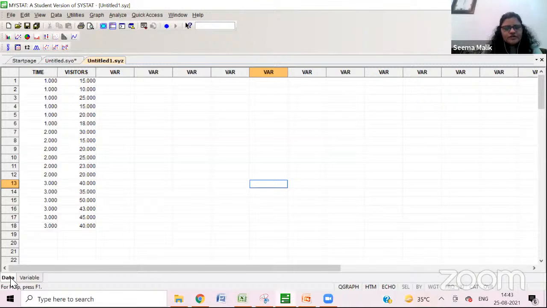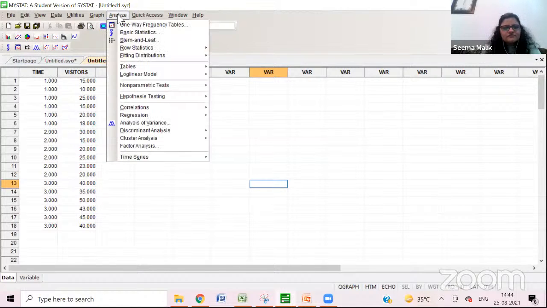How many categories are there in the time variable? Three categories. It means we want to make a comparison among 3 categories. In the independent sample t-test, we had a comparison between 2 categories, like boys and girls, so we performed the independent sample t-test. But in ANOVA, we are going to compare the number of visitors across 3 categories: the number of visitors in the morning, at noon, and in the evening. So now we are going to perform ANOVA.